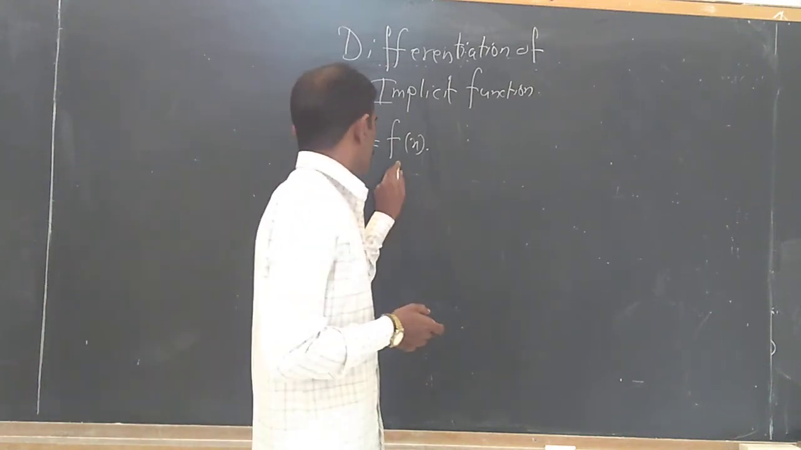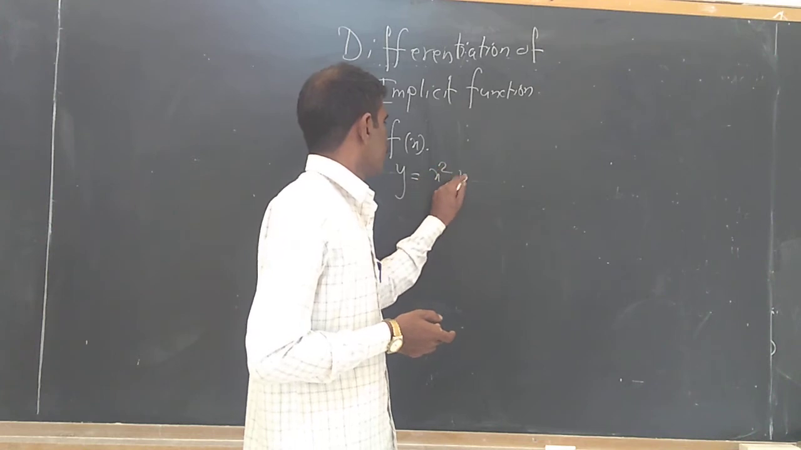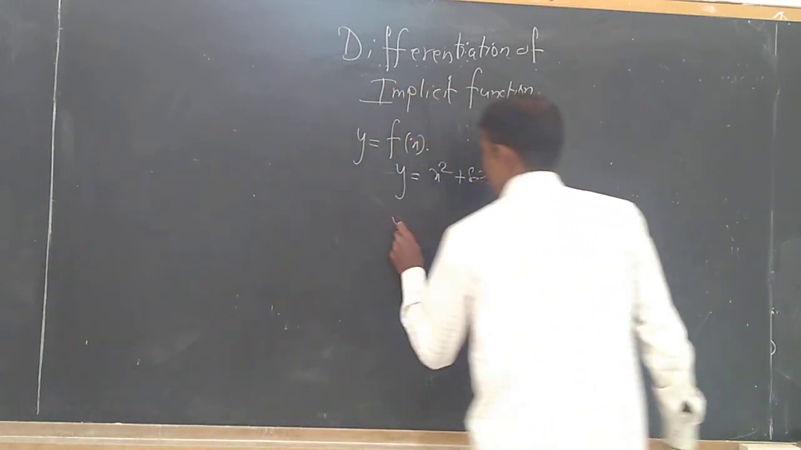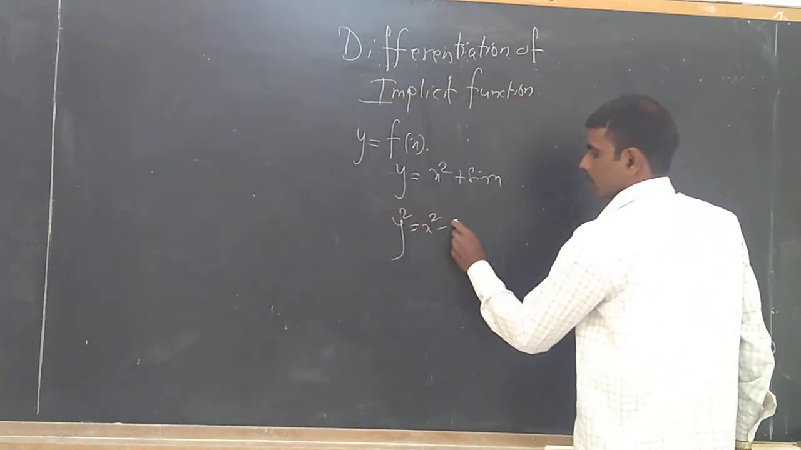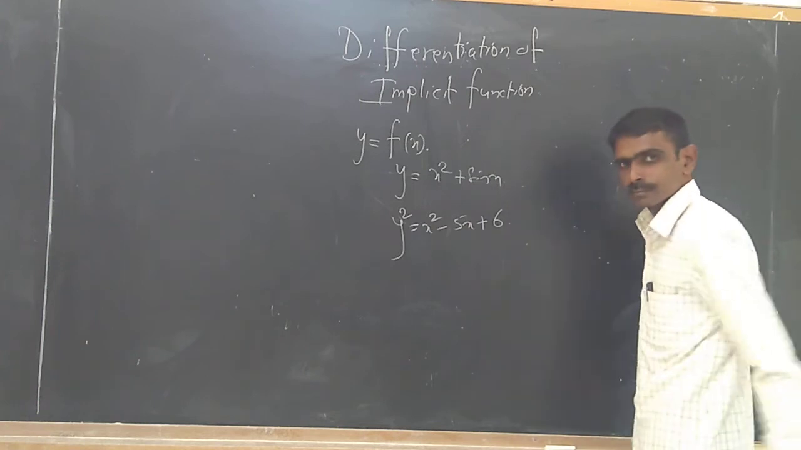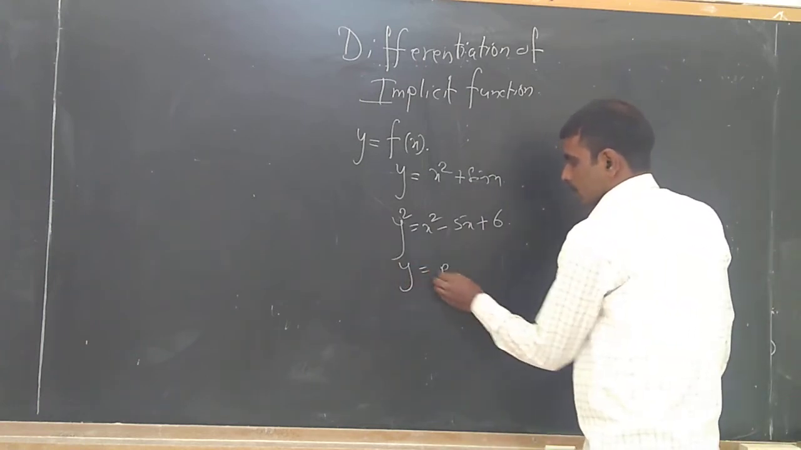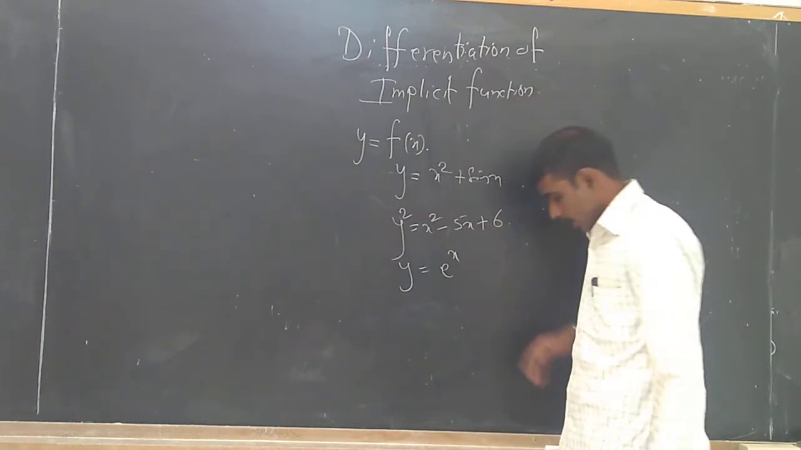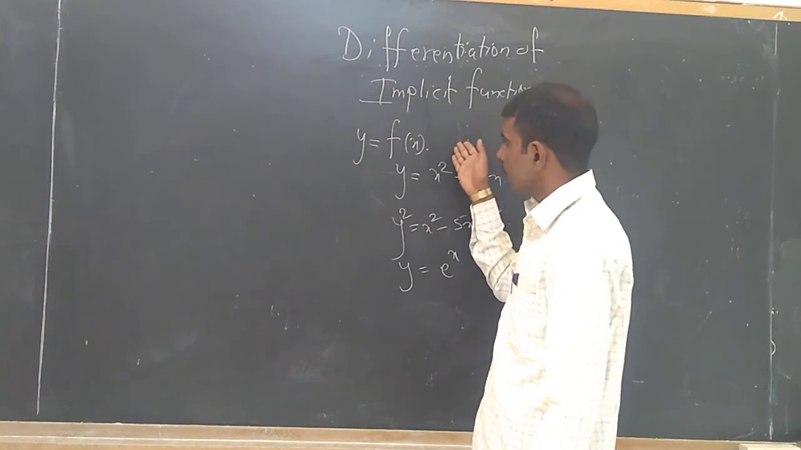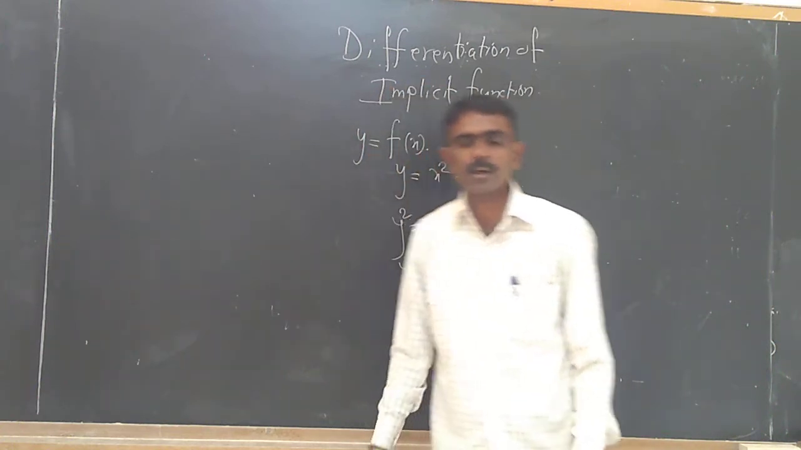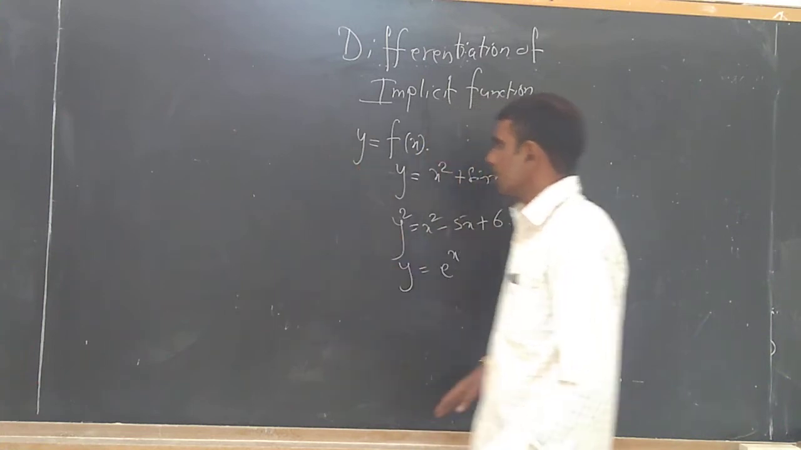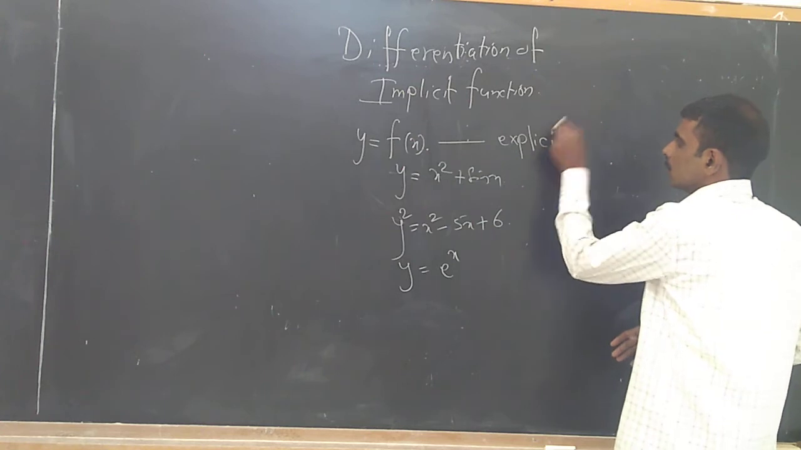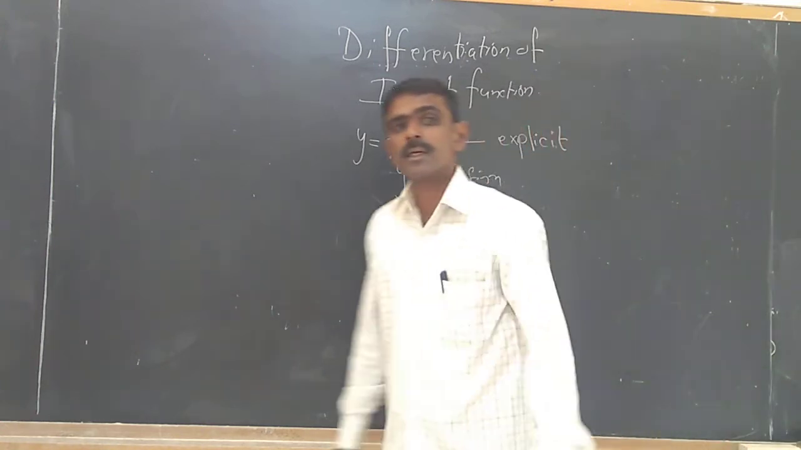For example, y is equals to x square plus sine x. It is a function. Or y is equals to x square minus 5x plus 6. Or you can take y is equals to e raised to x. Here, you can also say that the dependent variable is directly expressed in terms of the independent variable. These types of functions, whatever we have studied till now, are known as explicit functions.